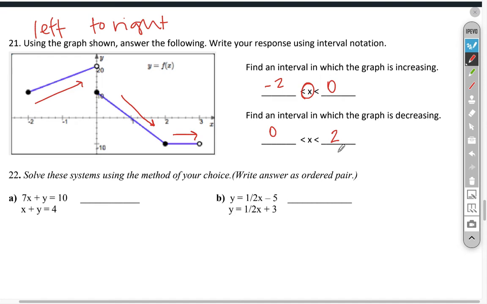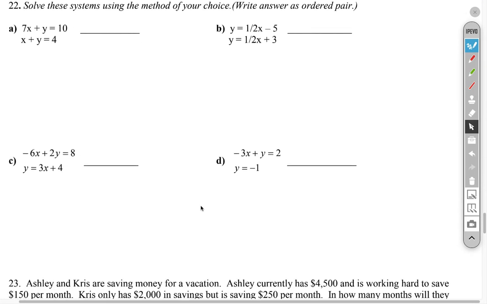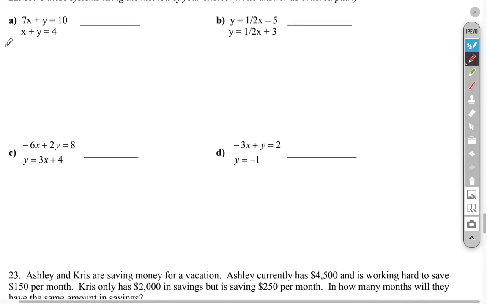All right, solve these systems using the method of your choice and write an answer as an ordered pair. Let me scroll this down so we can see all of these options on here. All right, so you need to be able to evaluate what you're going to use and what is the best way for you to do it. So on A, I'm going to use elimination and make this y a -y. So I'm going to bring the first one down. Multiply this whole thing times -1, we get -x minus y equals -4.